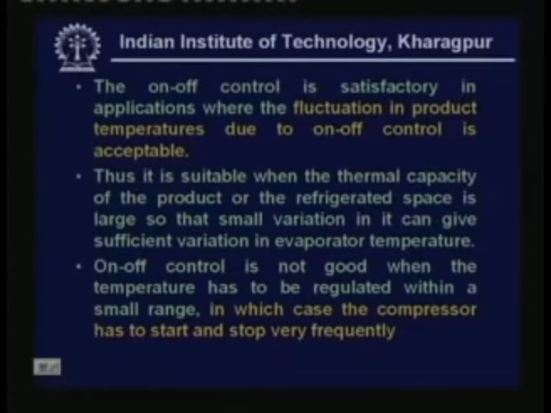On-off control is not good when the temperature has to be regulated within a small range, in which case the compressor has to start and stop very frequently. It is not that it doesn't work. You can have a difference of 0.1 degree between cutout and cut-in. That means you can have a cutout temperature of 9 degrees and a cut-in temperature of 9.1 degrees. As far as the thermostat is concerned, you can design such thermostats. But what happens? If you have only a 0.1 degree differential, the compressor starts and stops very frequently. This has many practical problems.